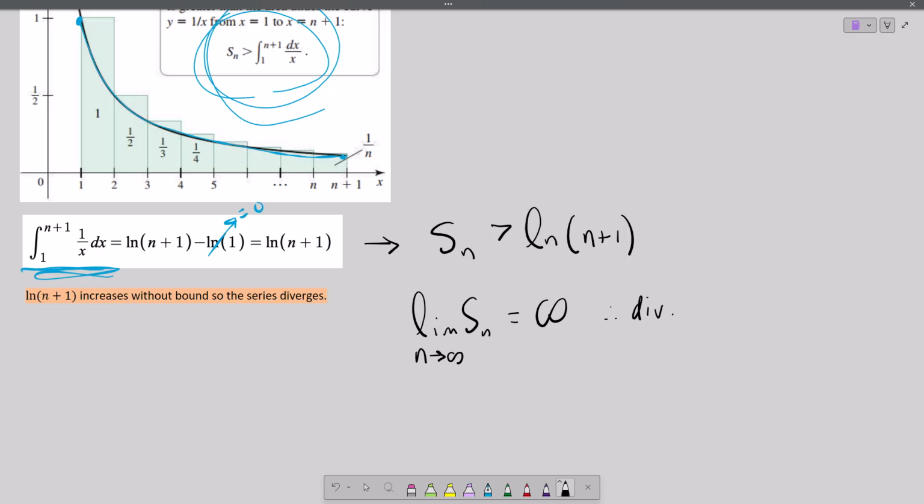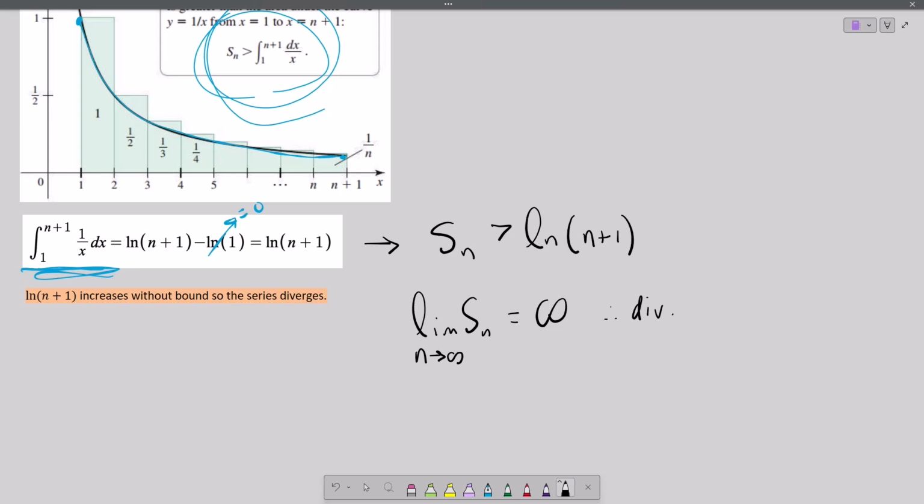So if the sequence of partial sums goes to infinity, then the series must diverge. So that shows us that the harmonic series does diverge. This is going to lead us to our next test. So now we have geometric, we have telescoping, we have the divergence test. The next test is going to involve an integral.